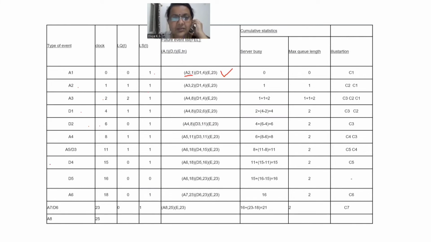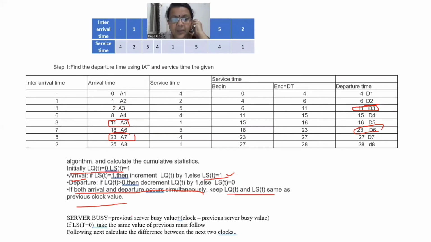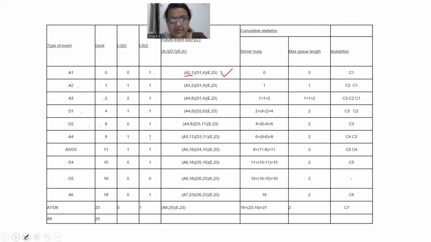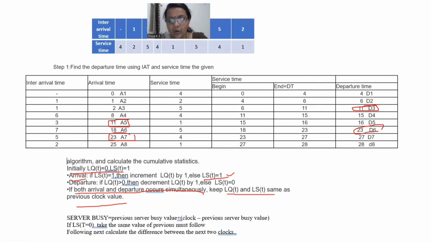Server busy. Okay, we'll see this formula. What is the formula? Previous server busy value. So previous server busy value, what is it? 0, right? Already we start with 0, as I told. Okay, 0 plus 0 plus clock minus previous server busy value.